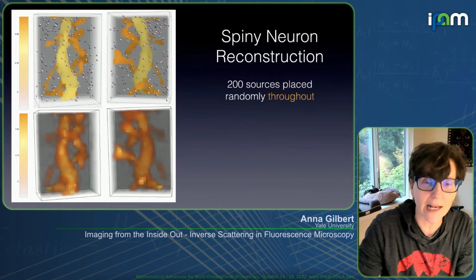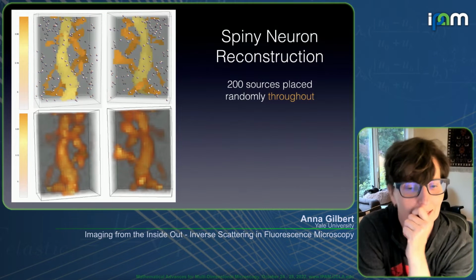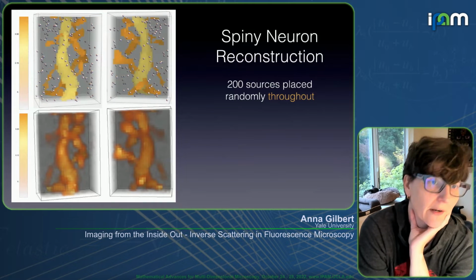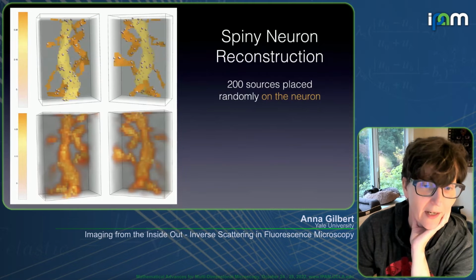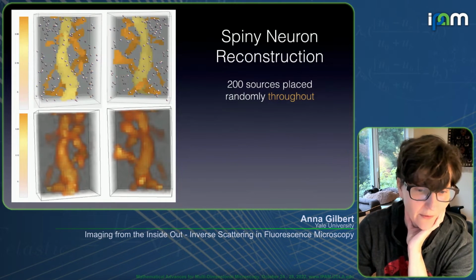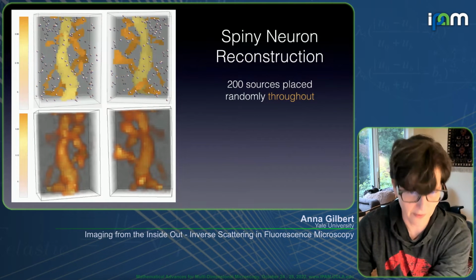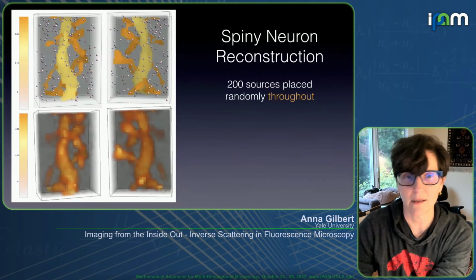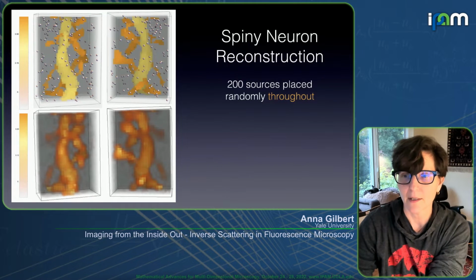You might ask, what happens if I place them randomly throughout the prism? And this is 200 sources placed throughout the prism. I'm just going to flip back and forth so you can sort of see. Yes, there is a difference. Whether one is better than the other, I don't know. This one looks to be sort of less noisy, smoother. Anyway, some of this may be the artifact of my screen.